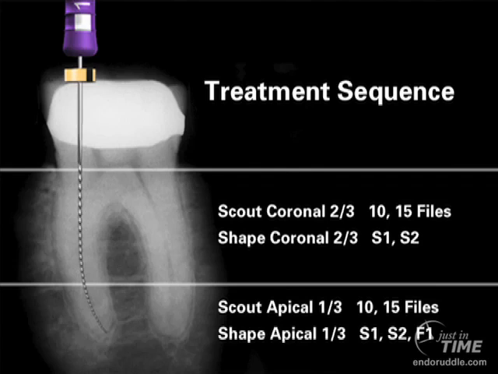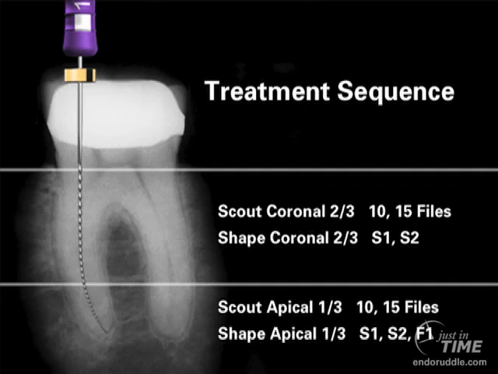In a sequential glide path, and in a sequential shaping method, we scout the coronal 2/3 of the canal first with 10s and 15 files. Once we have a secured canal in any portion of the overall length of the canal, this can be shaped. This region can be shaped readily with purple and white, S1 and S2. And once the upper 2/3 has been optimally shaped, we would then, for the first time, introduce small size, most flexible hand files into the apical 1/3.